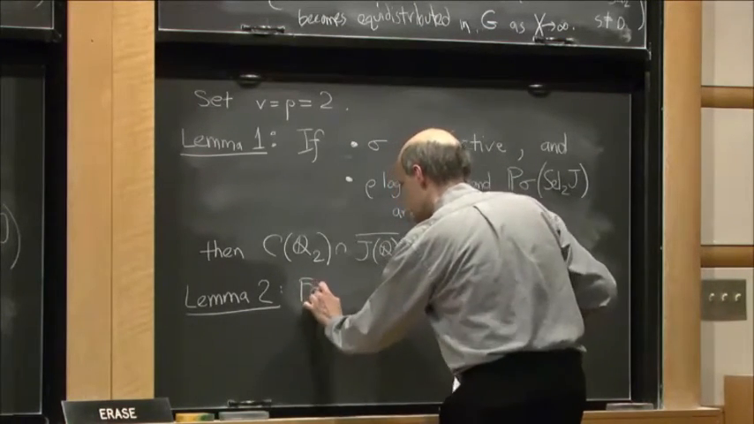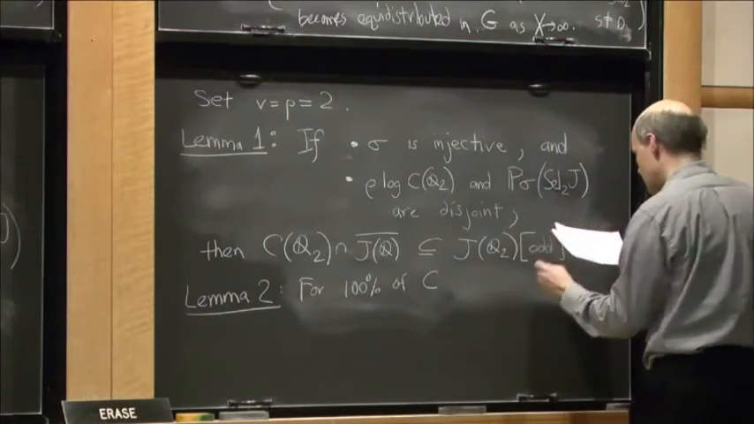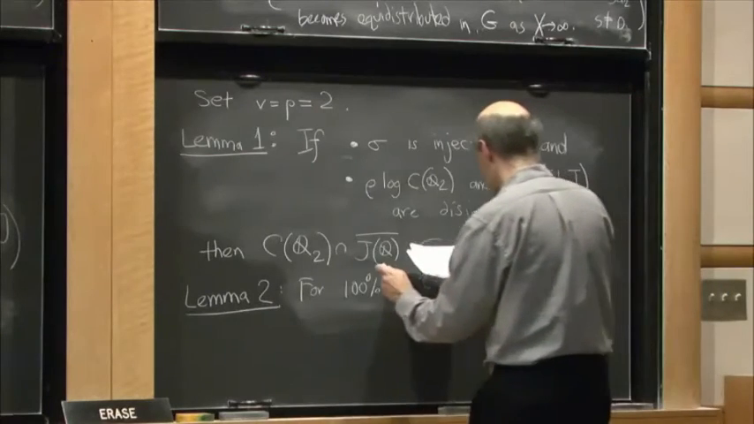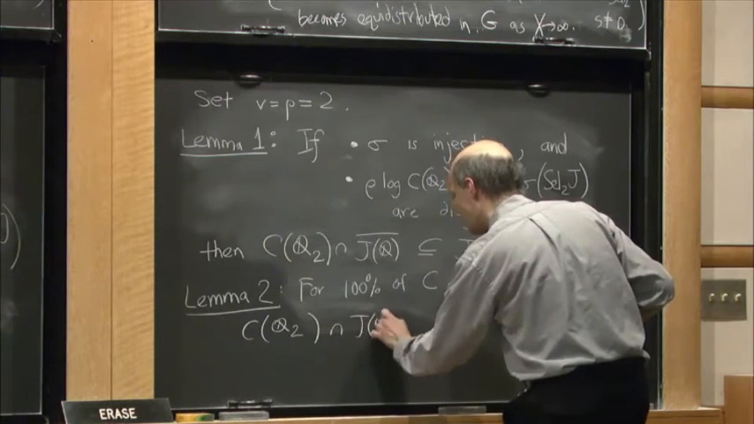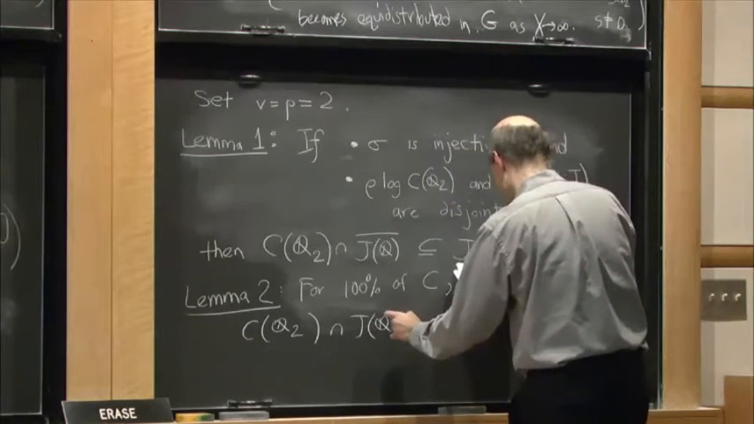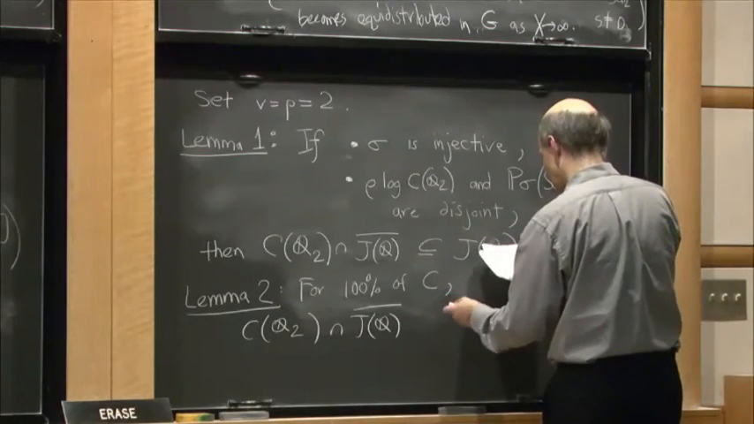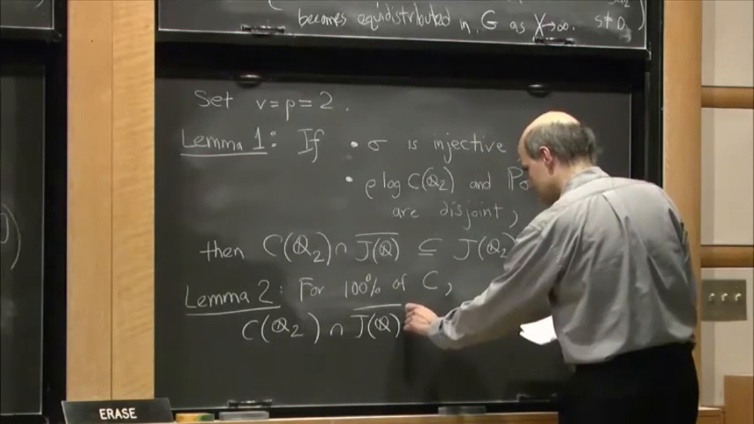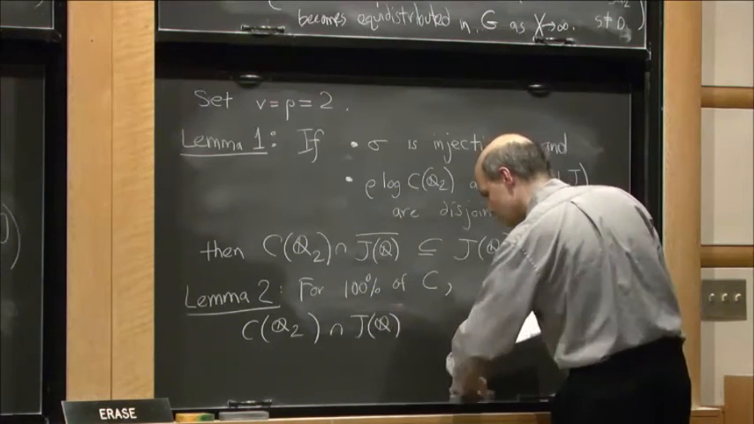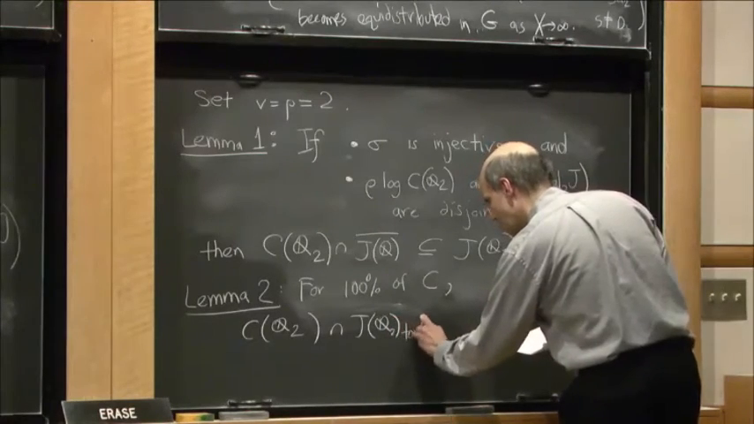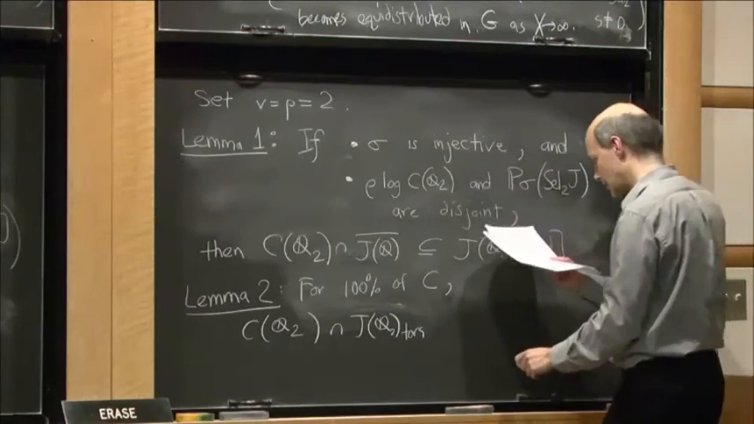So this lemma 2 says that for 100% of curves, this intersection is the same intersection, except now we look at it for the two-adic points. Let me say it this way: I can take all the two-adic points, and at this point I only care about the torsion points, because that's all that's left, assuming that these are satisfied.